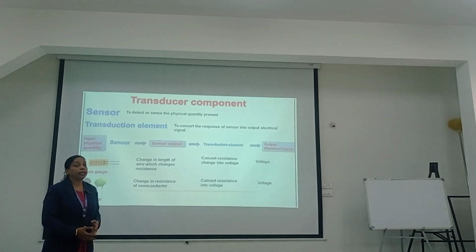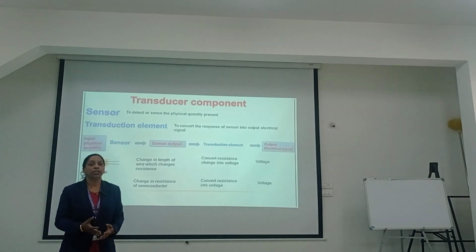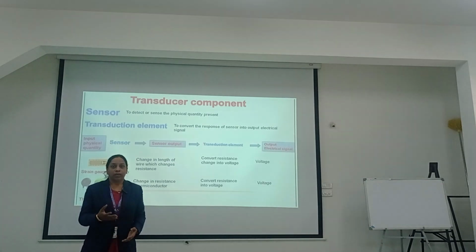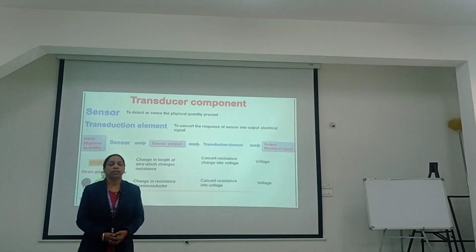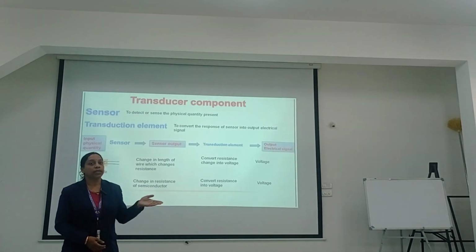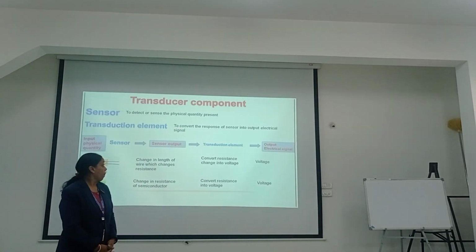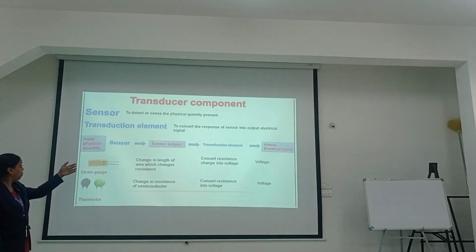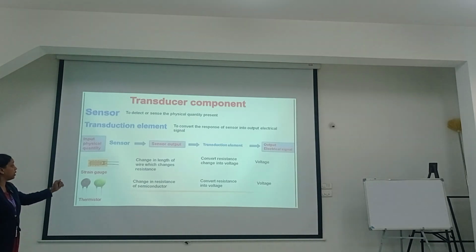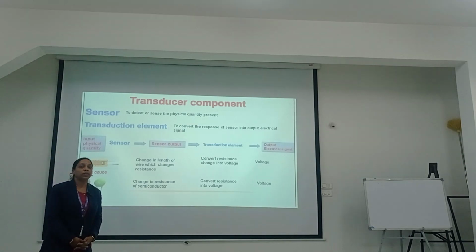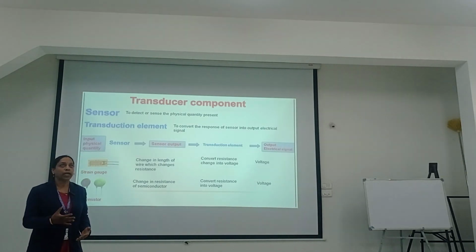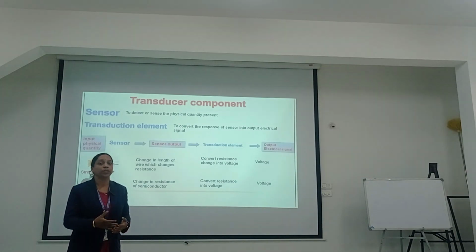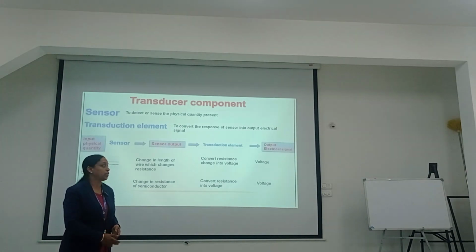The transduction element may be the Wheatstone bridge, it may be amplifiers, it may be the oscillators which convert the signal to the electrical form. So if you see some examples of the transducer circuit, strain gauge is one of the transducers which converts the physical parameters such as force, pressure into the electrical energy.